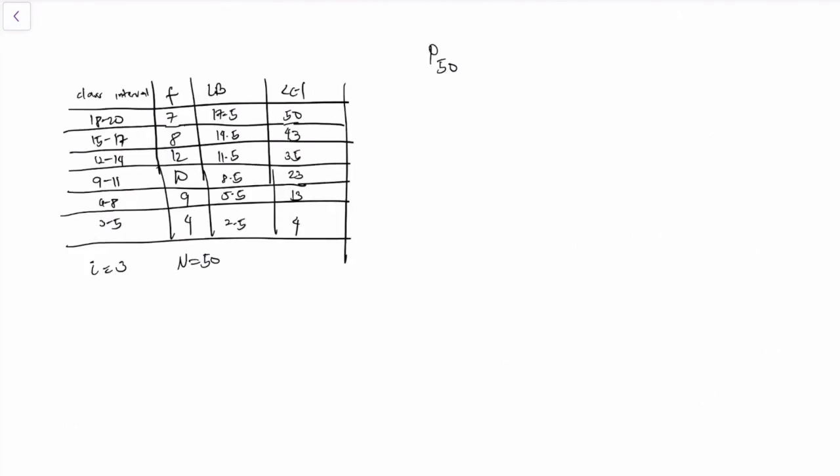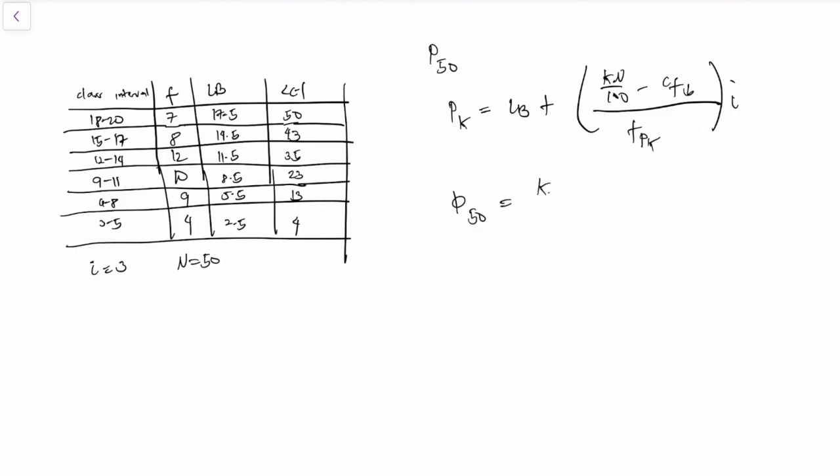Next, we are tasked to find P50. So the same process, I will rewrite the formula of the PK again. PK is equal to LB plus kn over 100, which is the position of our PK, over the cumulative frequency before the PK, all over the frequency of the PK, times the size of the class interval. Now we will find first the position of our PK, or the P50, which is equal to kn over 100.